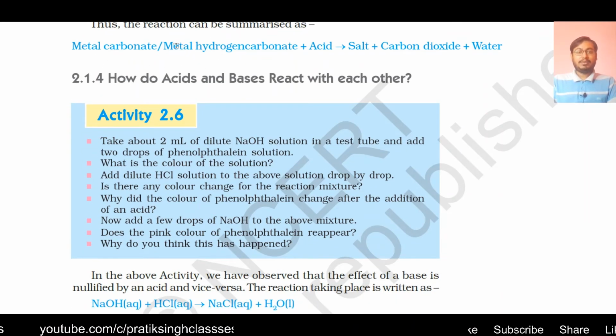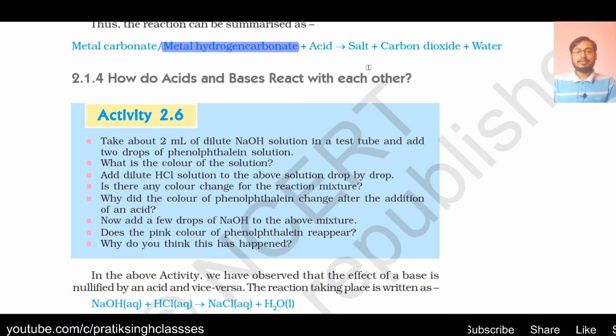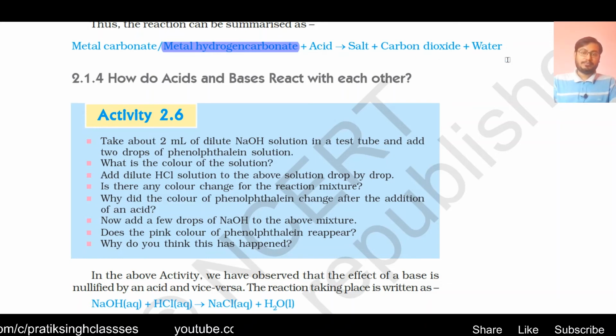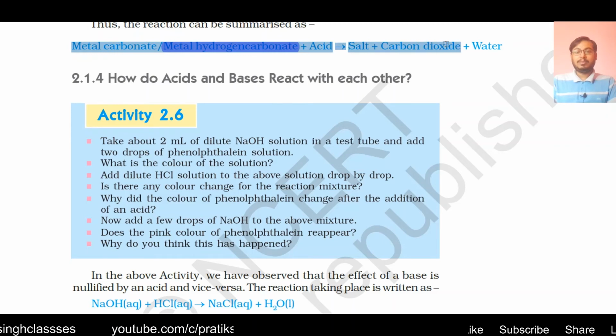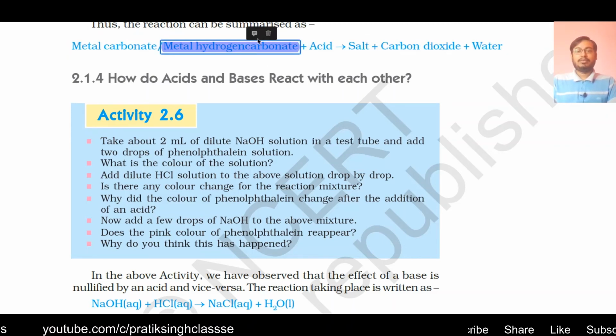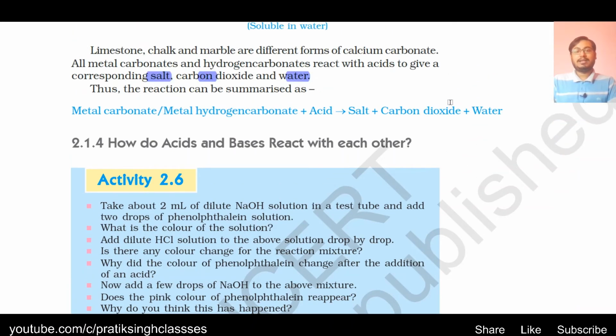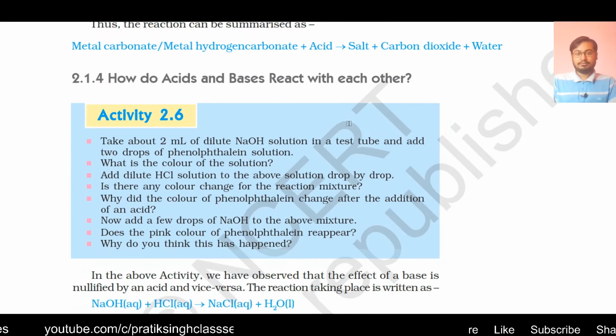Metal carbonate or metal hydrogen carbonate plus acid makes salt, that is metal salt, plus carbon dioxide plus water. So this word equation you have to memorize anyway. This may be asked as a one mark question, or it may be asked in some innovative way, such as a metal carbonate A is mixed with acid B, and what may be the products. In a 2 mark question it may be asked.